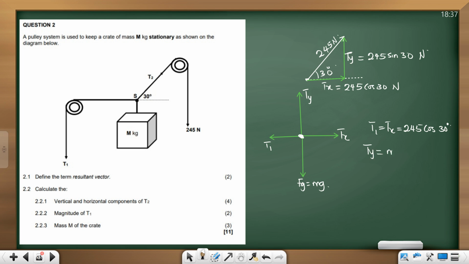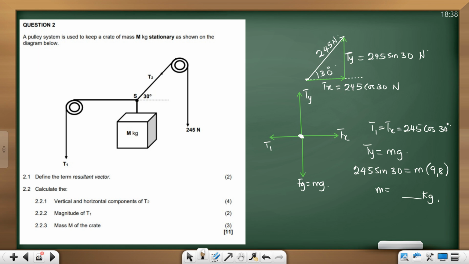Ty is equal to mg, because we need to calculate the mass. What is Ty? 245 sine 30 equals mg. Upward forces are equal, and horizontal opposite forces are also equal. By the way, I do know my g as 9,8. I'm sure now we can get the mass, and your answer is in kilograms.